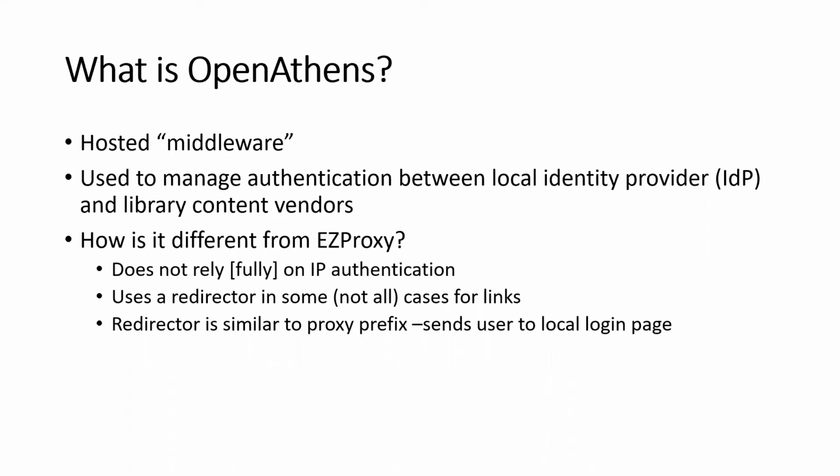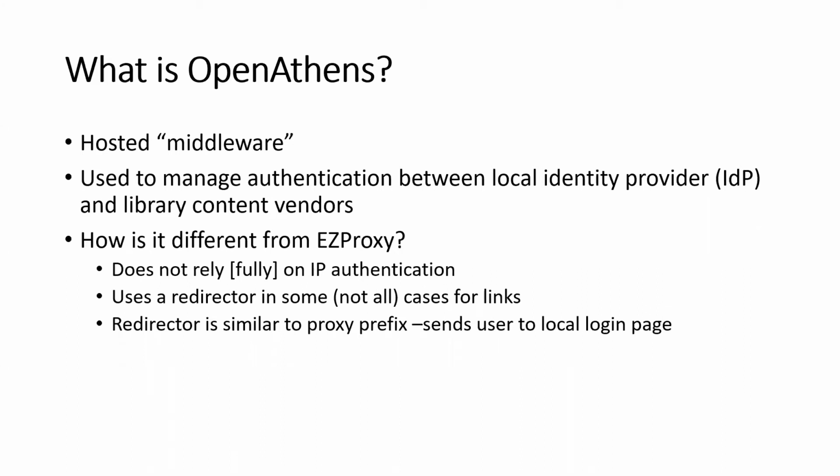And it's different for those of you who've used EasyProxy in the past, whether you've had your own instance of EasyProxy at your institution, or you've used Galileo's EasyProxy. OpenAthens doesn't really rely fully on IP authentication, but we use IPs for a few things still in the OpenAthens environment. It uses what's called a redirector in some, but not all cases for links.